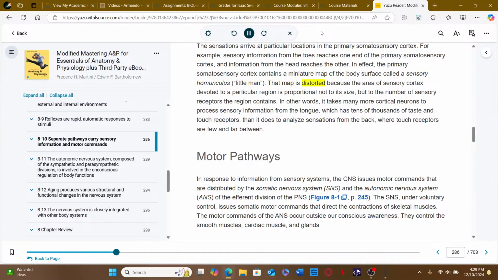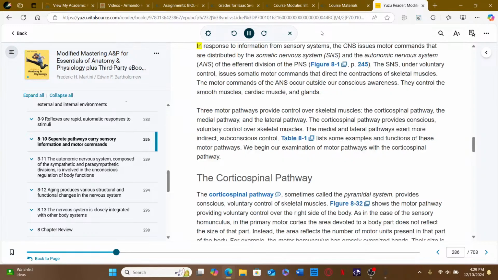In effect, the primary somatosensory cortex contains a miniature map of the body surface called the sensory homunculus, "little man." That map is distorted because the area of sensory cortex devoted to a particular region is proportional not to its size, but to the number of sensory receptors the region contains. In other words, it takes many more cortical neurons to process sensory information from the tongue, which has tens of thousands of taste and touch receptors, than it does to analyze sensations from the back, where touch receptors are few and far between.